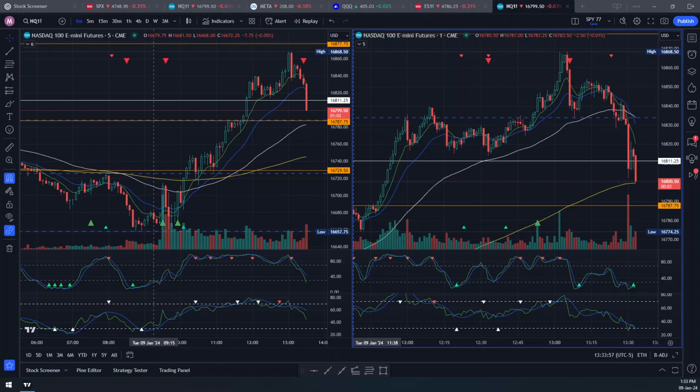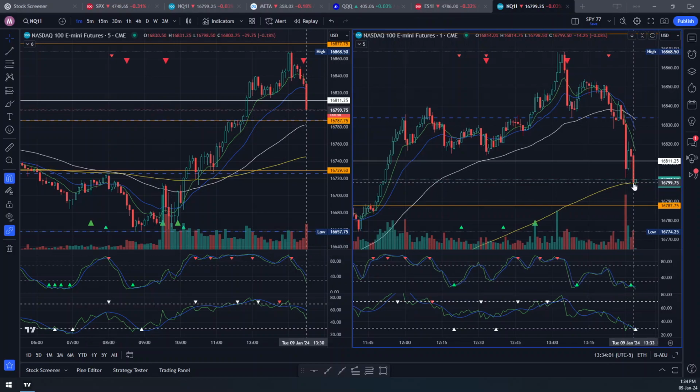And we hit the 200 EMA, right? Yeah, so bang on target. If you held on, you would have made another 20 points. So that's how it works.